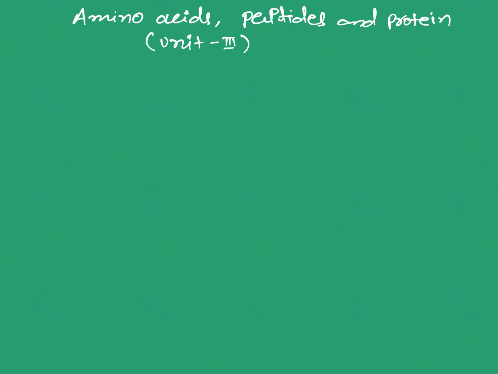Next we are starting another chapter in organic chemistry: amino acids, peptides and proteins. Let's start with amino acid. What is an amino acid? An organic compound containing a carboxylic group as well as amine functionality, we call it an amino acid. Amine group and acid group should be present in the molecule. Those molecules we call amino acids.